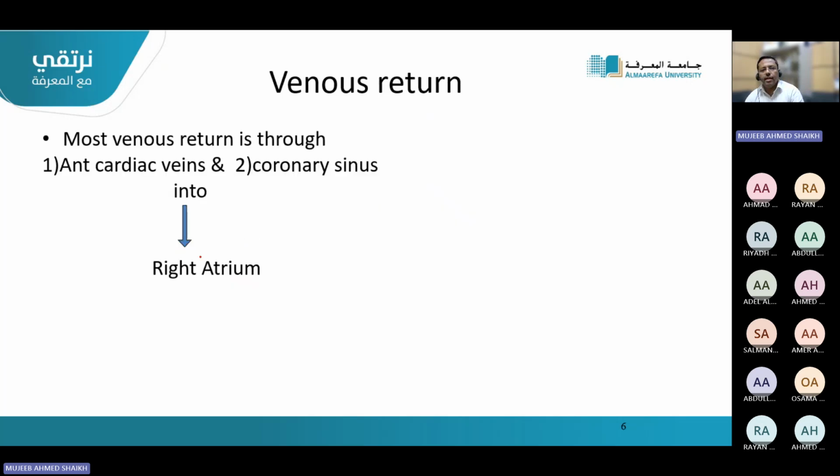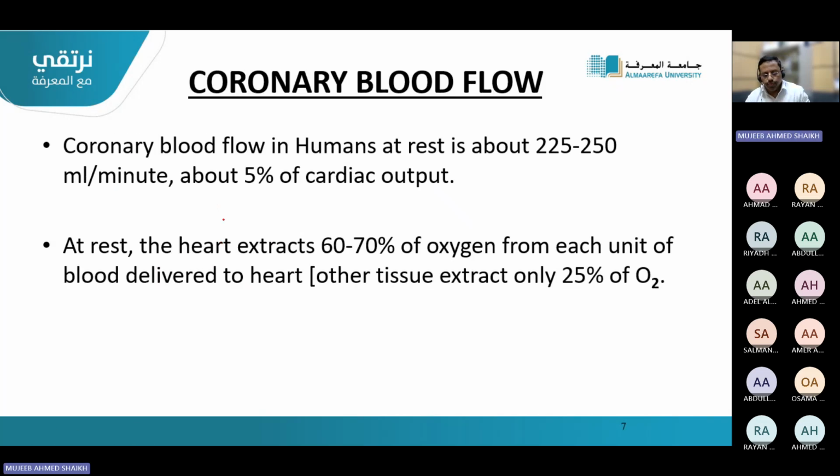We will not go into detail about the supply because this is just anatomy, and how the venous drainage is occurring. Venous drainage is occurring from the anterior cardiac vein and into the coronary sinus, directly opening into the right atrium. So this is the venous drainage. Let us come to the physiology now.